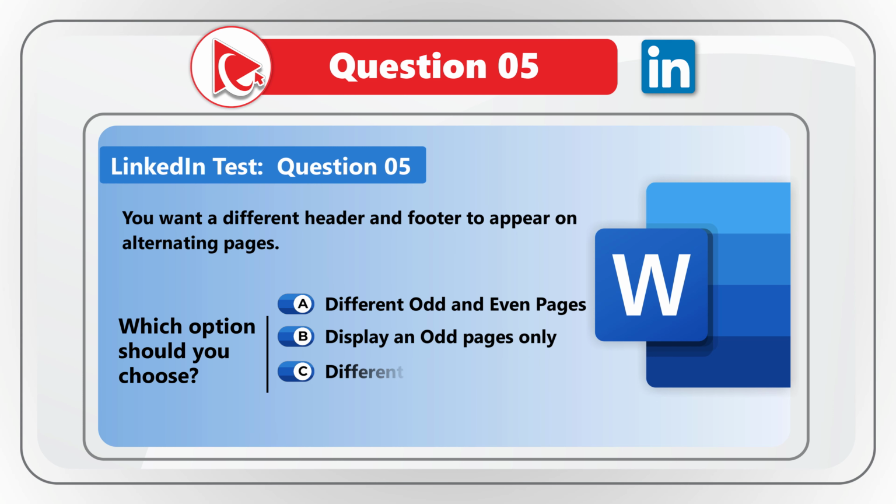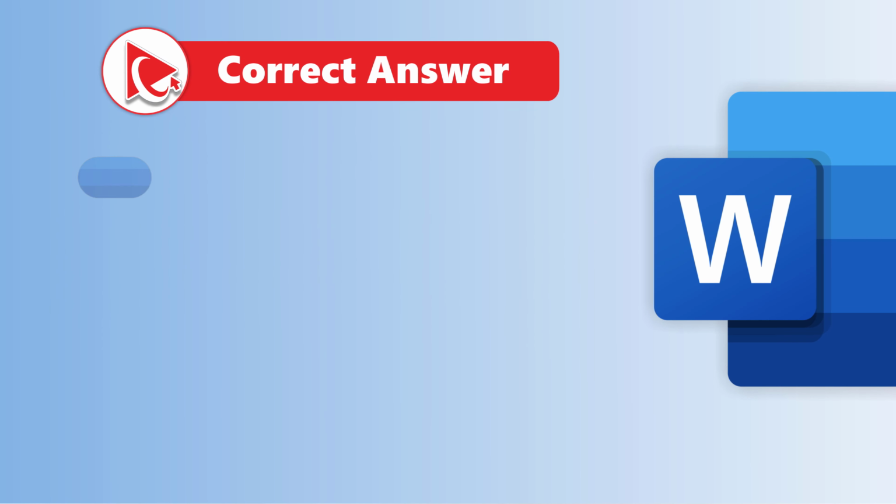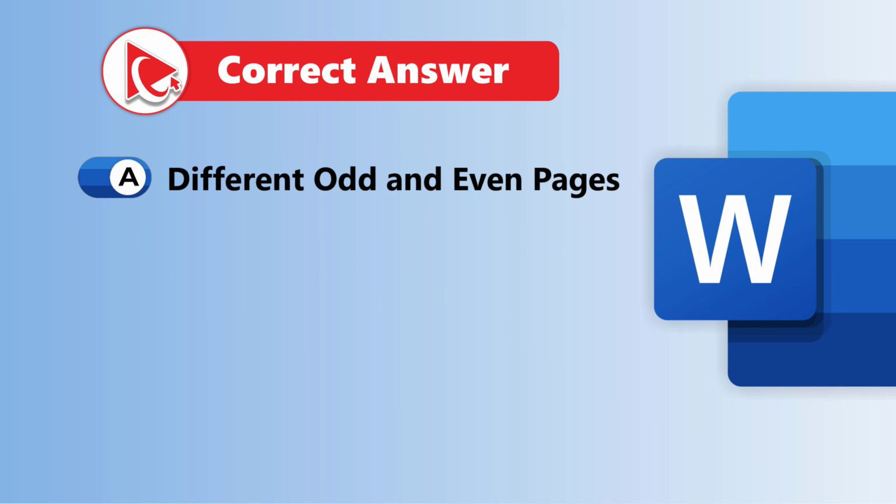Choice C, different first page. And last but not least, choice D, insert alt header/footer. Take a close look to see if you can come up with the answer. As you might have guessed, the correct answer is A, different odd and even pages.